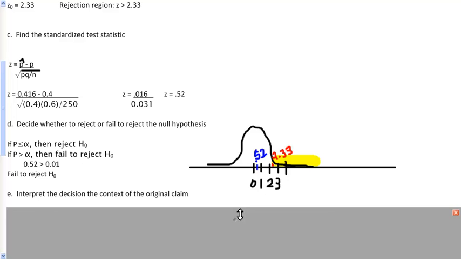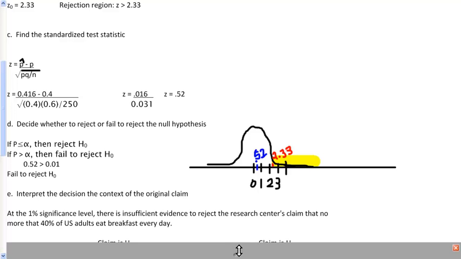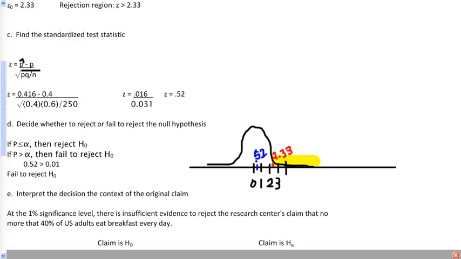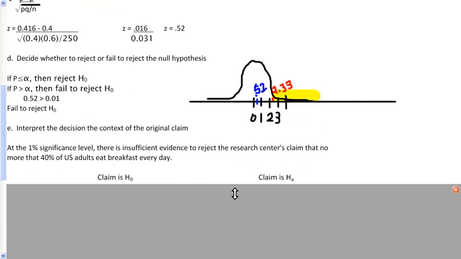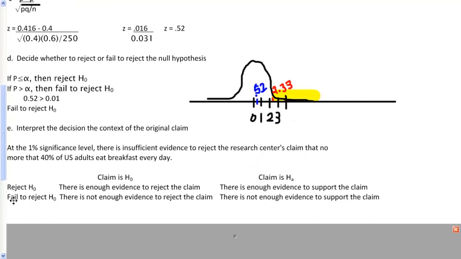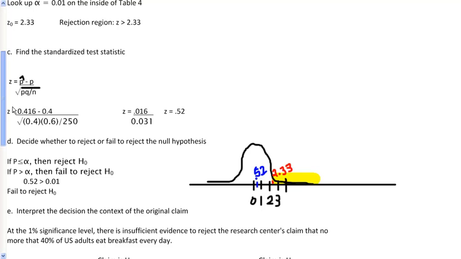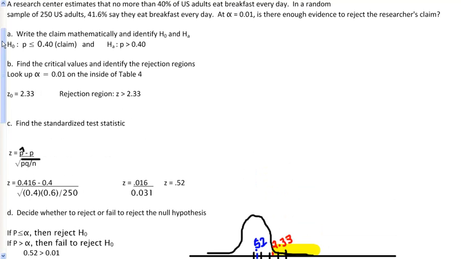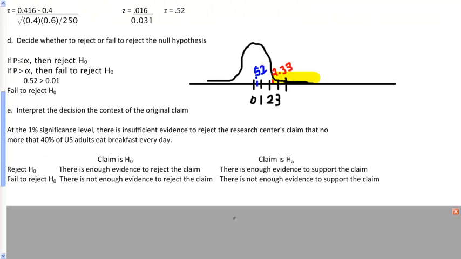So now I want to interpret this decision in context, and here's what you do. I put the chart here for you so you could see it. If you fail to reject the null hypothesis, and the null hypothesis was the claim, and in this problem the null hypothesis was the claim, then if I fail to reject the null hypothesis, there is not enough evidence to reject the claim.